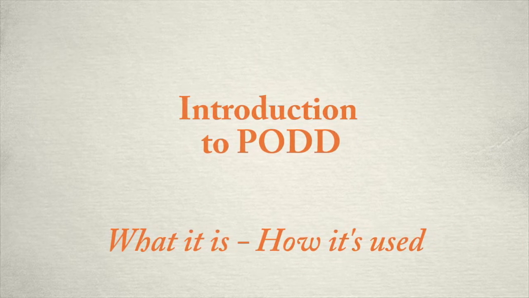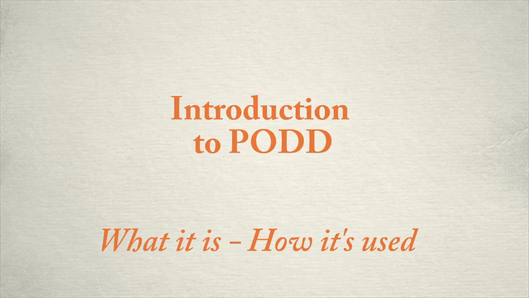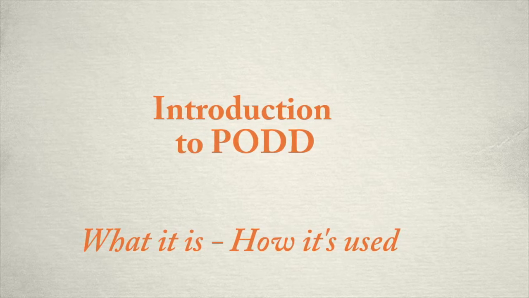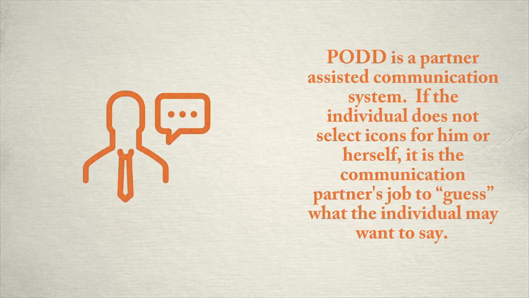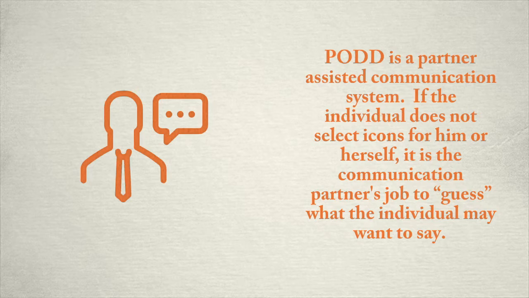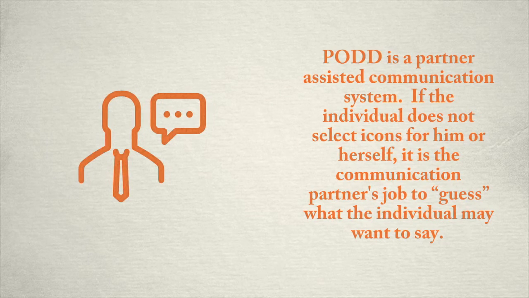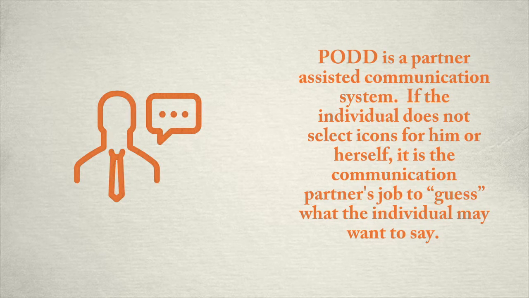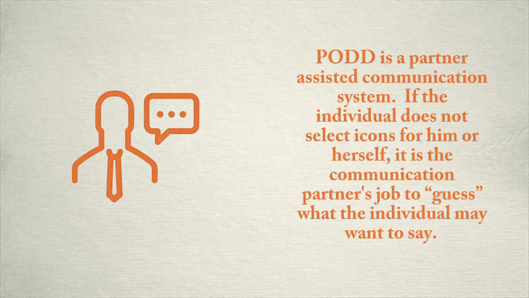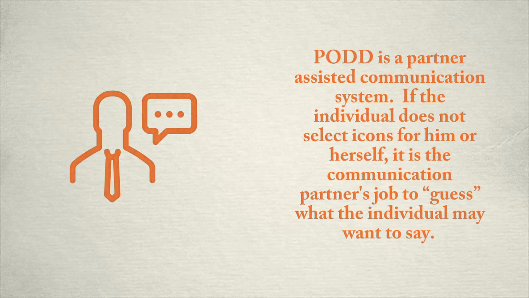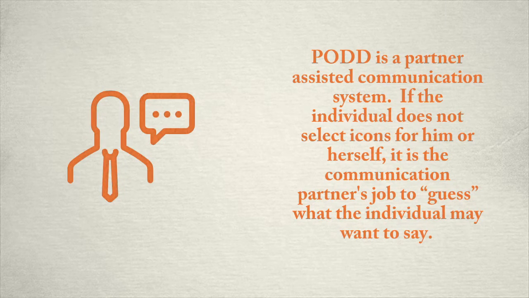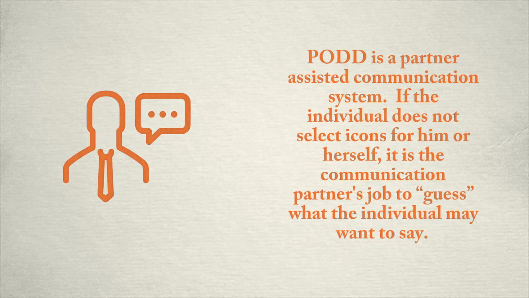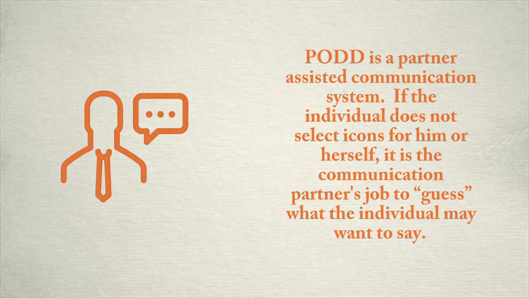This is where I'm going to go over a few basics of what the PODD is, some of the ideas behind it, and a little bit of how it's used. PODD is a partner-assisted communication system, and that means that the communication partner is the one turning all the pages and saying all of the selected icons, phrases, and sentences. If the individual does not select icons for him or herself, so for example, if they're still learning how to use the book and haven't started pointing themselves, it's the communication partner's job to guess what the individual might want to say.